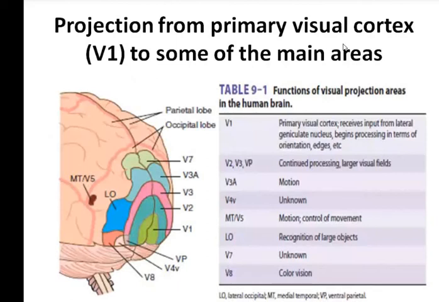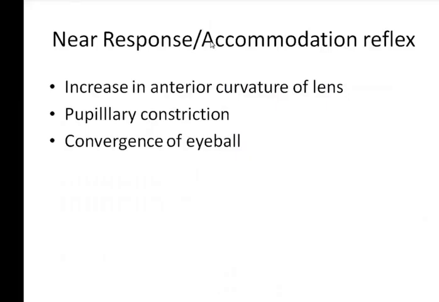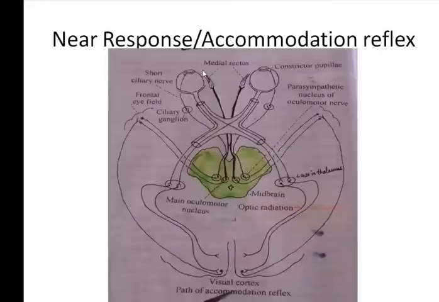Yes, sir. Now let me discuss the near response and accommodation. I have already discussed it, isn't it? There is an increase in the curvature of the lens, pupillary constriction, and convergence of the eyeballs. Now I have showed you this in the lab, and now I am going to show you the pathway. If you look at here, this is the pathway. Some of you have drawn it, but some of you haven't. So I suggest you draw this figure. When I finish this, please draw this figure as well.